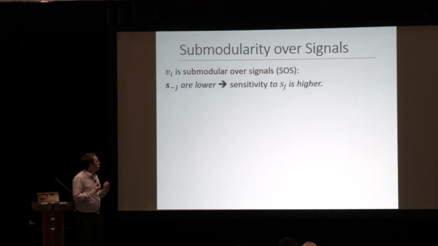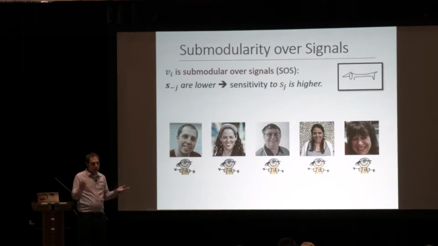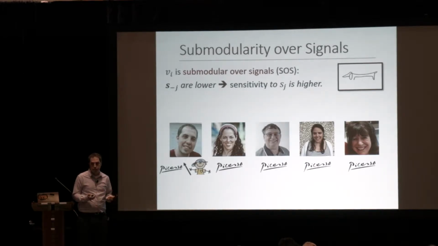Formally, we call this notion submodularity over signals, SOS. And we say that a valuation function is submodular over signals if, when all signals but j are lower, the signal of bidder j is more impactful. We're more sensitive to the signal of j. To see it in an example, let's go back to the Picasso example. If everybody thinks it's just a kid's doodle, and I reveal it's a Picasso, the effect is much more dramatic than if everybody already thinks it's a Picasso, and then I reveal it's a Picasso.